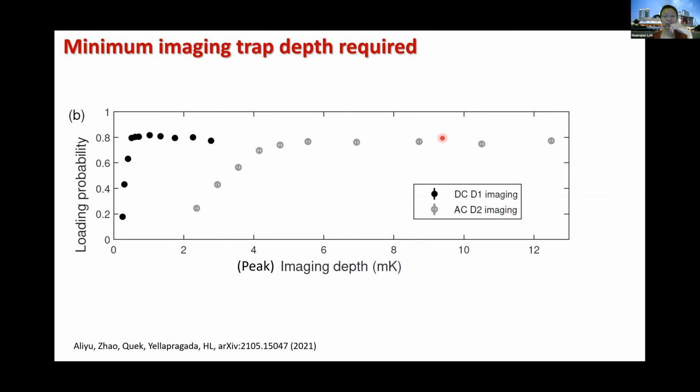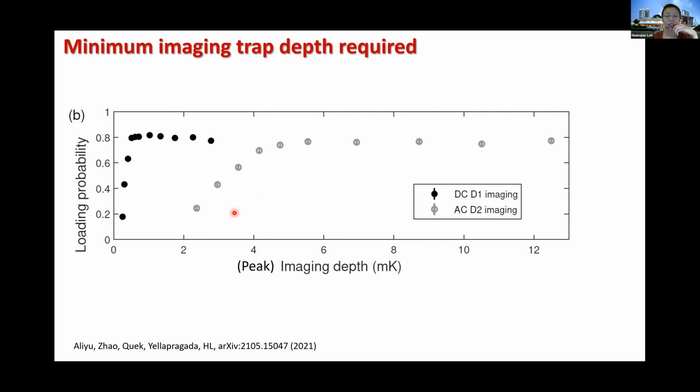So now we come to the punchline slide of this talk, where we try to figure out what is actually the minimum imaging trap depth required using this DC-D1 approach so far. And we find that with DC-D1 imaging, and we always use DC-D1 gray molasses loading in this case, we're able to saturate the loading probability at 80% from trap depths as shallow as 0.5 millikelvin onwards.